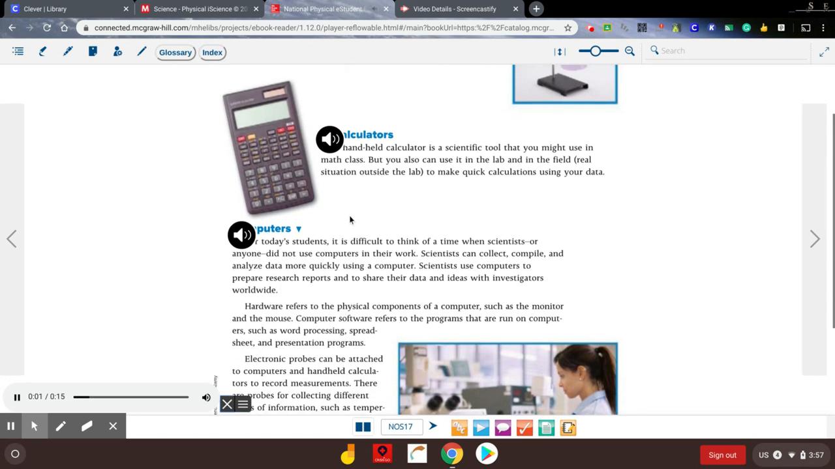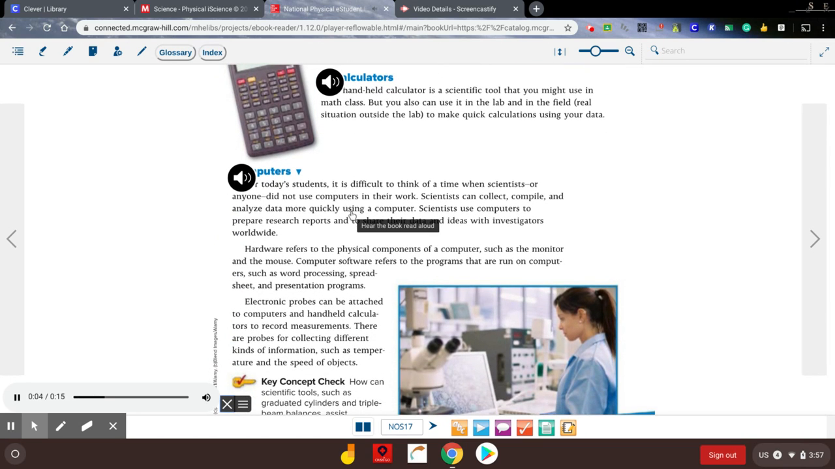Calculators. A handheld calculator is a scientific tool that you might use in math class, but you also can use it in the lab and in the field, real situations outside the lab, to make quick calculations using your data.